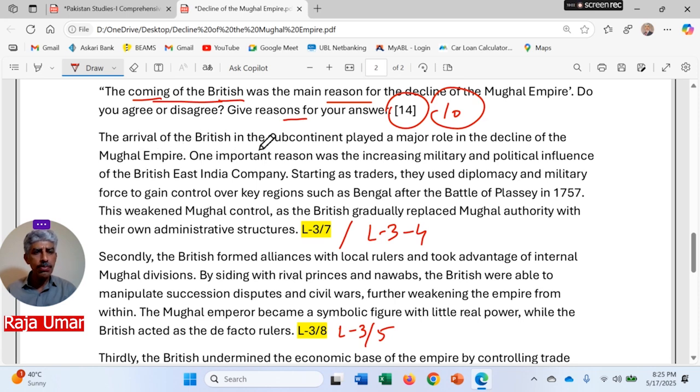The arrival of the British in the subcontinent played a major role in the decline of the Mughal Empire. One important reason was the increasing military and political influence of the British East India Company. So that is the reason, right? I mean, as I told you, this is the reason mentioned.